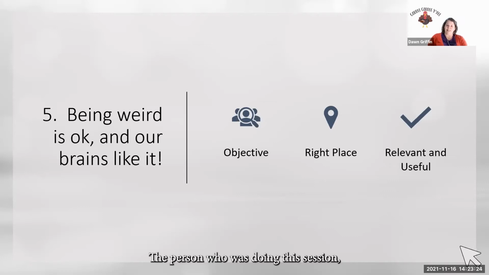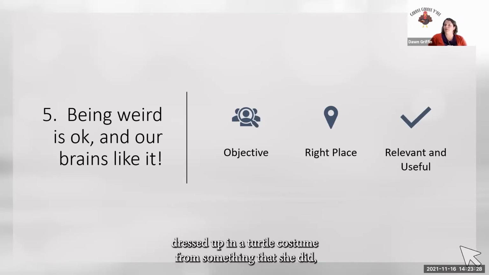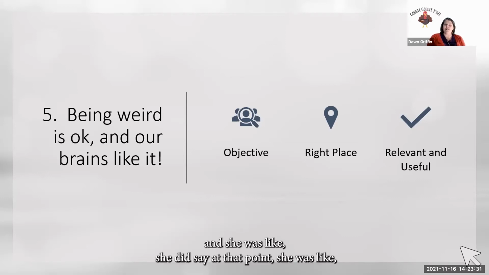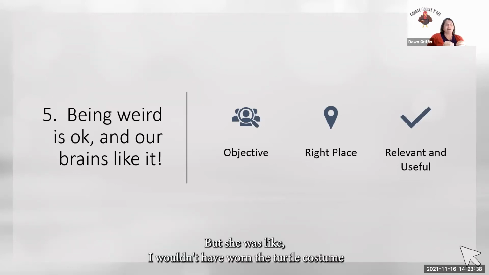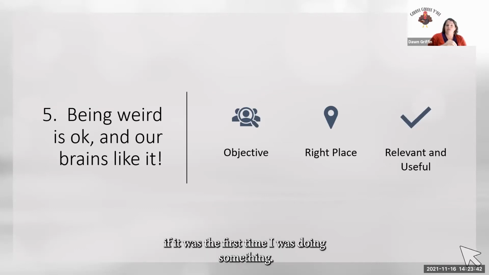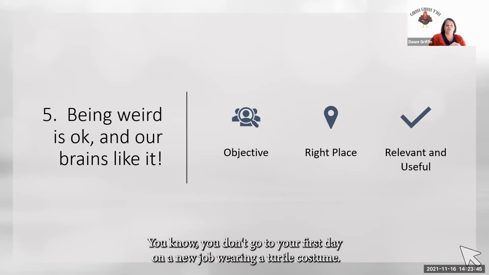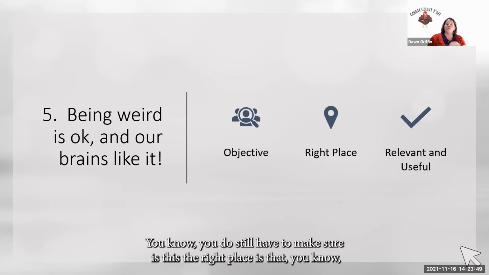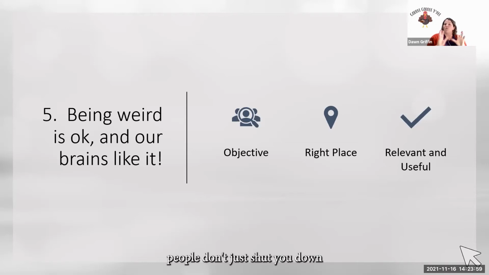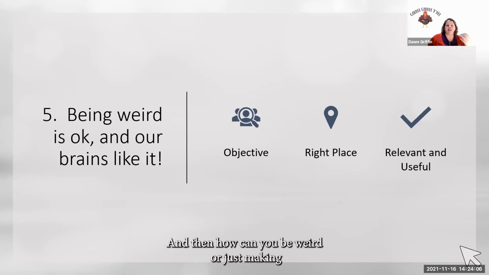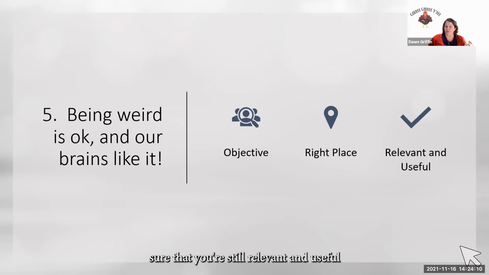The person who was doing this session shared a picture of her dressed up in a turtle costume from something that she did. And she did say at that point, maybe I shouldn't have worn the turtle costume. Like, is this the right place? But she was like, I wouldn't have worn the turtle costume if it was the first time I was doing something. You don't go to your first day on a new job wearing a turtle costume. You do still have to make sure, is this the right place? Sometimes you need to be very slow about incorporating your weirdness so people don't just shut you down and don't think that you are competent. And then how can you be weird, but just making sure that you're still relevant and useful? Once again, going back into that objectives, what is the reasoning behind this?